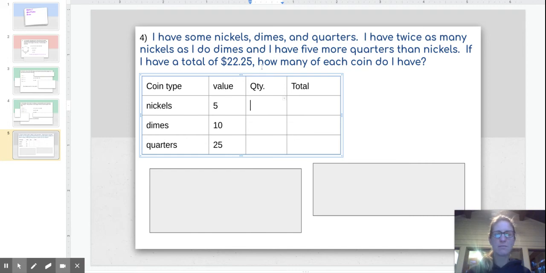I have twice as many nickels as I do dimes. Take that sentence first. The second part is the x. I have twice as many nickels as I do dimes. So dimes is x, nickels is 2x. And I have 5 more quarters than nickels. So nickels is already 2x, and I have 5 more quarters than nickels.